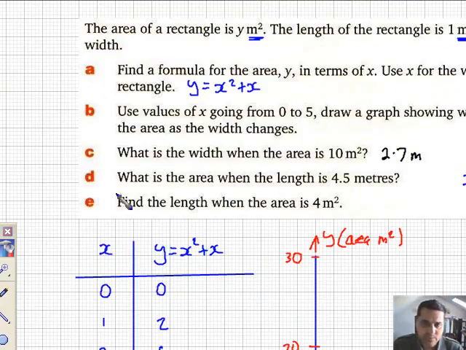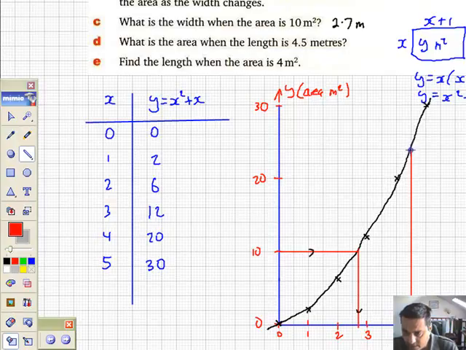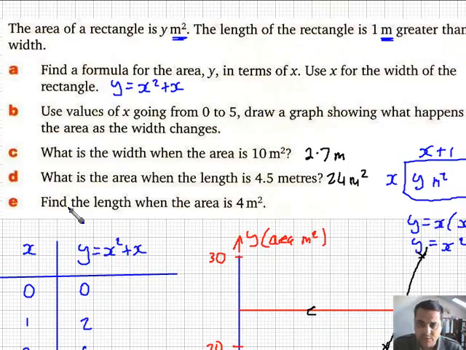Next one, what is the area when the length is 4.5 meters? 4.5 meters, so 4.5 is there. Hit the line, turn left. Ooh, it's a nice one. 22, 24. So this time we're reading up and turning left, 22, 24. So that's 24 meters squared.